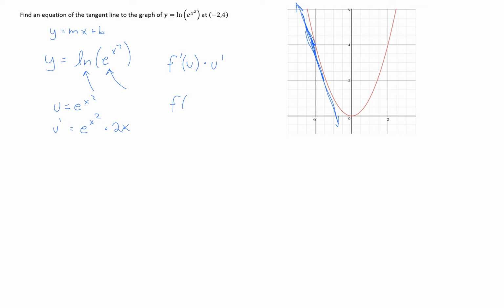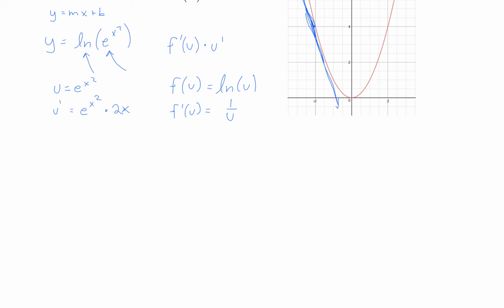Now let's look at our f of u, or our outside function, which is natural log of u, which then goes to f prime of u is equal to, here's the catch, the derivative of the natural log is 1 over u. Well, not much of a catch, but just one derivative that we have to remember. So 1 over u.